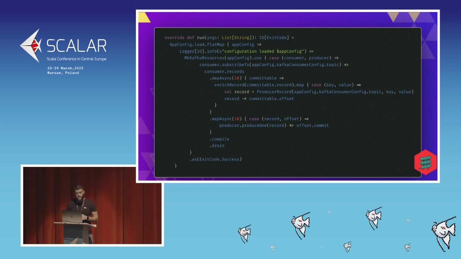The mapAsync is used again to concurrently produce the message to a Kafka topic, and after the record is sent, we are committing offsets of the originally consumed record. Finally, we are using the compile and drain methods, which essentially tell FS2 to run the stream from beginning to end without emitting any values, effectively processing all the messages and committing their offsets as they are processed.